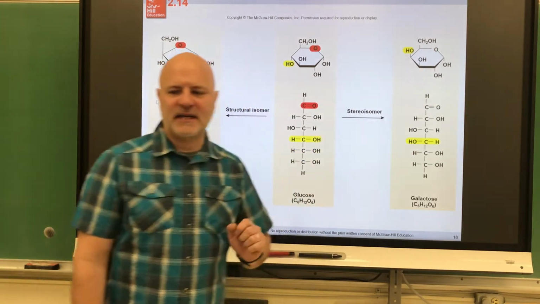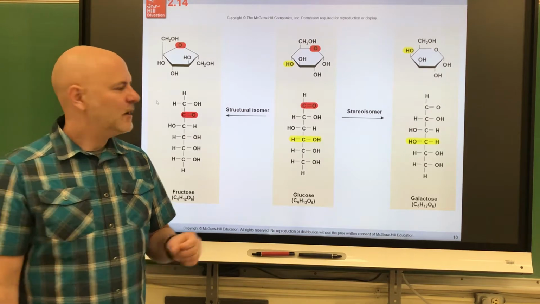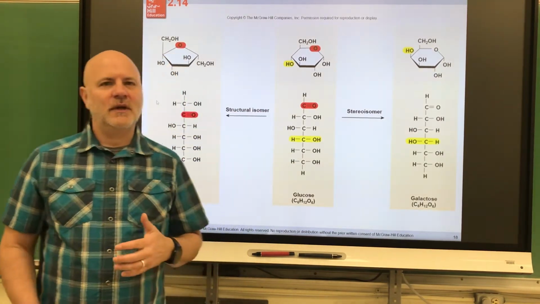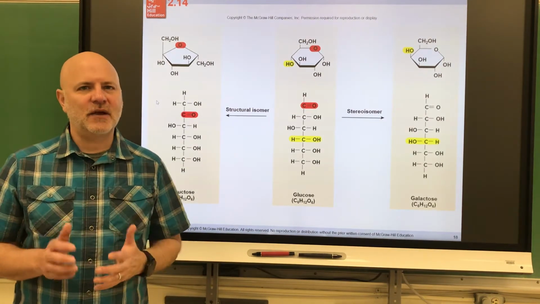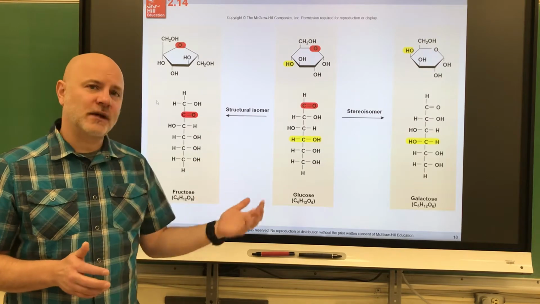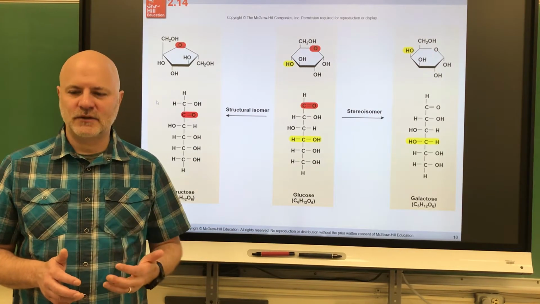These are all monosaccharides. So monosaccharides are simple sugars. All right, so the main one here for us is glucose. This is our blood sugar. This is the main molecule cells use for energy. And I'm not just talking about our cells, this is a main molecule all cells use for energy.